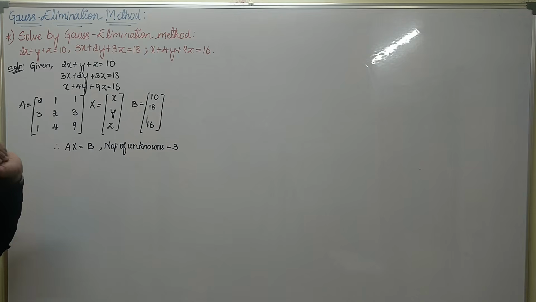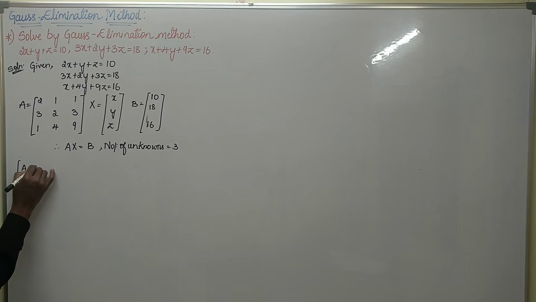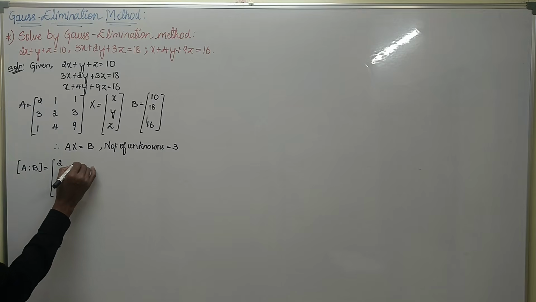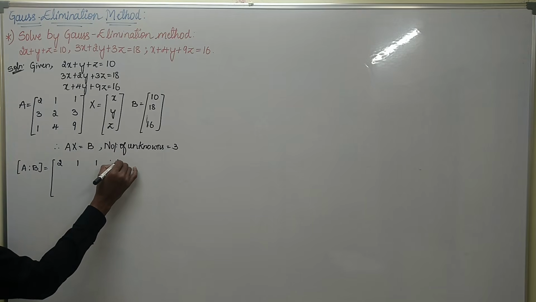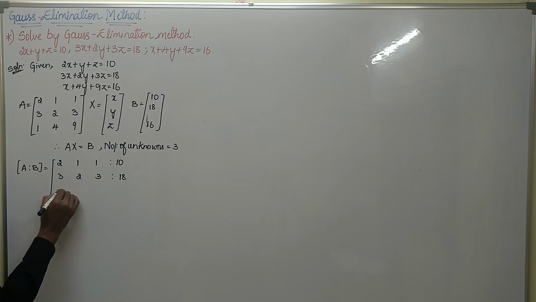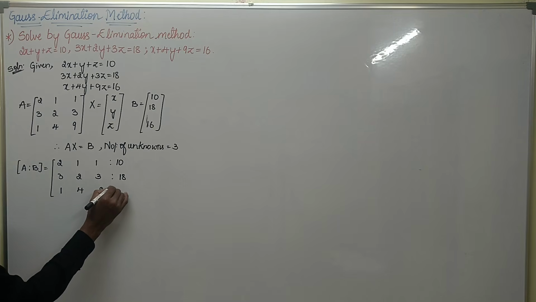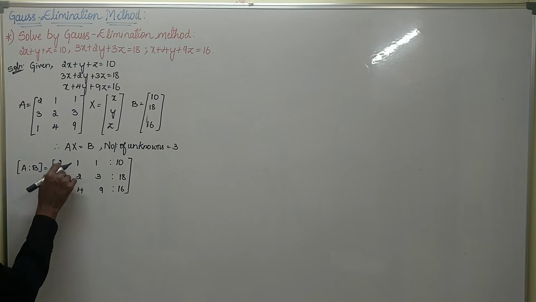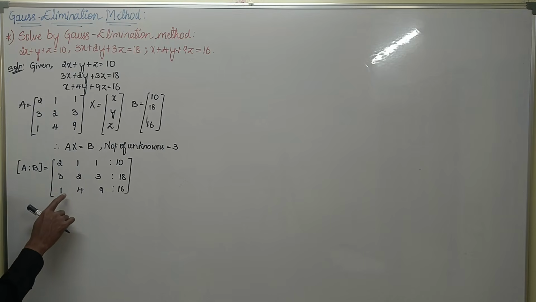Now we can represent the system as AX equal to B, where the number of unknowns is 3. We need to find the unknowns x, y, z so that LHS is equal to RHS. Now let us represent the augmented matrix. The augmented matrix is represented by A is to B, that is the coefficients of A and the constant elements of B: 2, 1, 1 is to 10, 3, 2, 3 is to 18, 1, 4, 9 is to 16. What is the aim of the Gauss elimination method? Below the diagonal elements, that is 2, 2, 9, every element should be 0, that is 3, 1, 4.